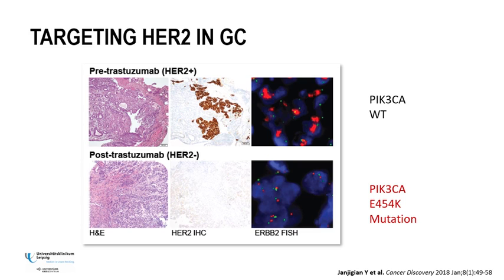Here is one example from the working group of Jelena Janjigian at the Memorial Sloan Kettering in New York. She compared pre-trastuzumab gastric cancer biopsies with immunohistochemistry and with in situ hybridization, and she showed that in a majority of patients upon progression to trastuzumab there was a loss of HER2 overexpression and loss of HER2 amplification. In addition, HER2 resistance defining mutations, like for instance PIK3CA mutations, could occur.